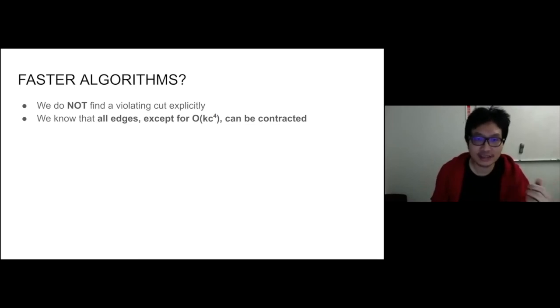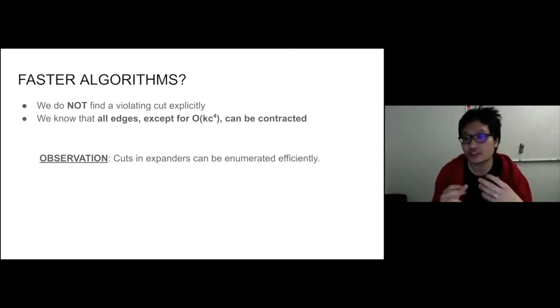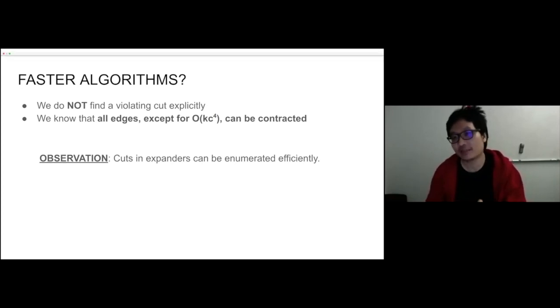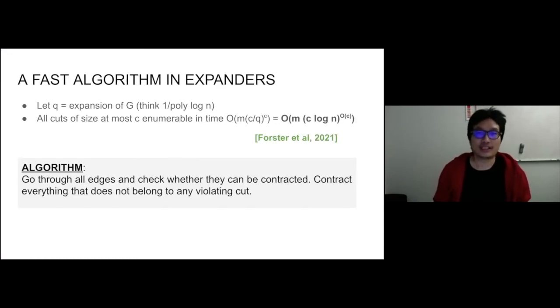But there is some trick, and it's based on the observation that this question is actually very easy, it's not difficult if you want to solve it in an expander. If your input graph is an expander, then this question of which edges can be contracted can be solved very efficiently, in near linear time. Okay, so how does it work?